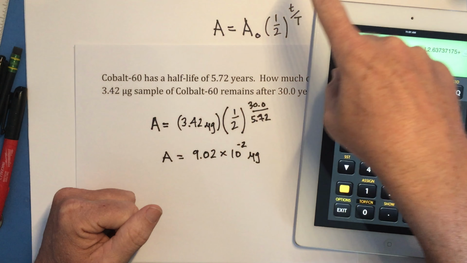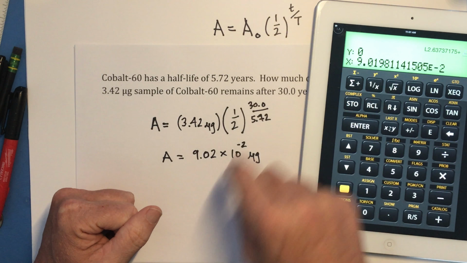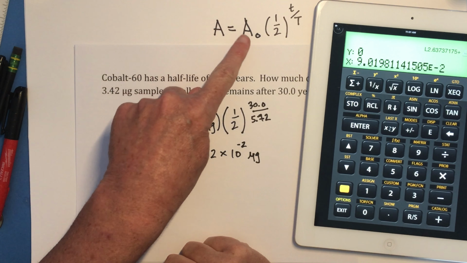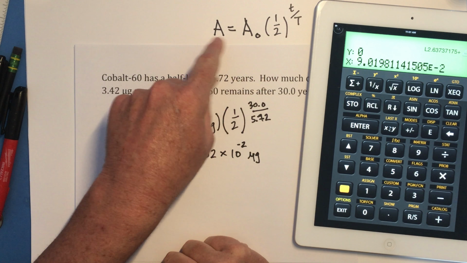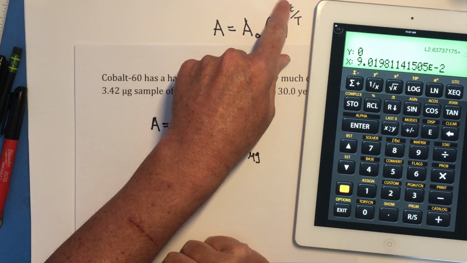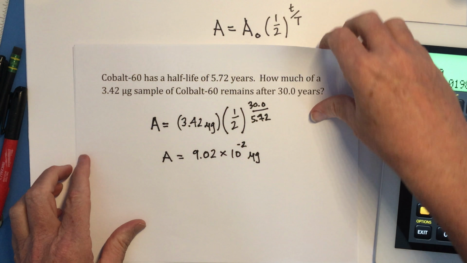The tricky part will be when you're having to solve for uppercase T or lowercase t. Now, if you had to solve for A sub 0, you would just divide everything by 1/2 to the t over T over here. Be done. So let's look at a little more complicated one.